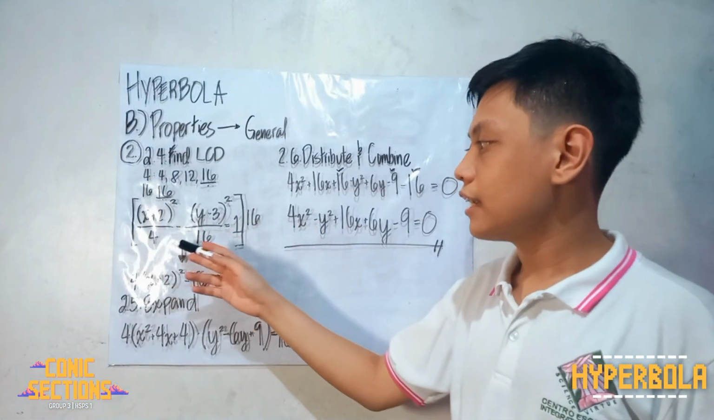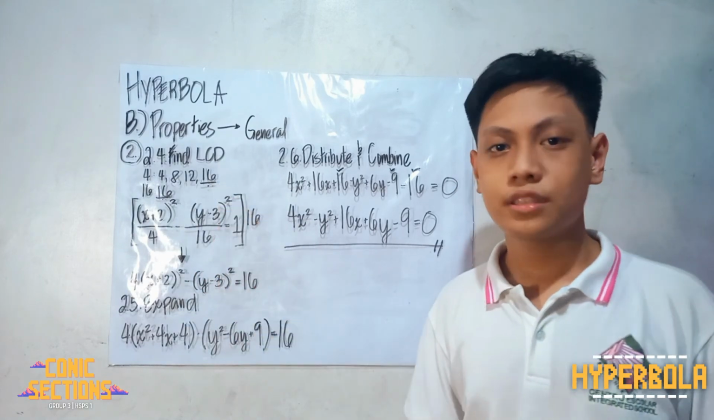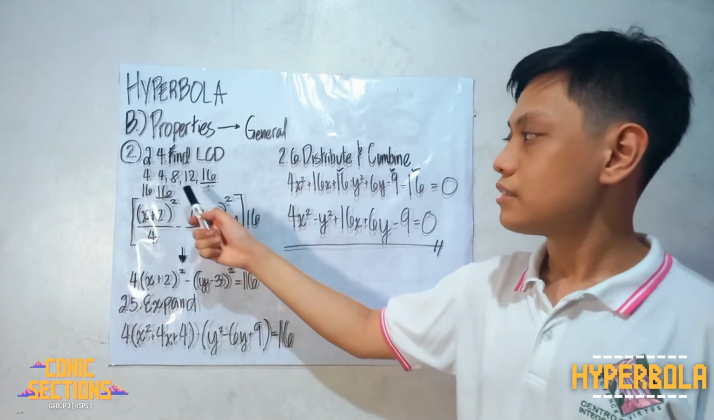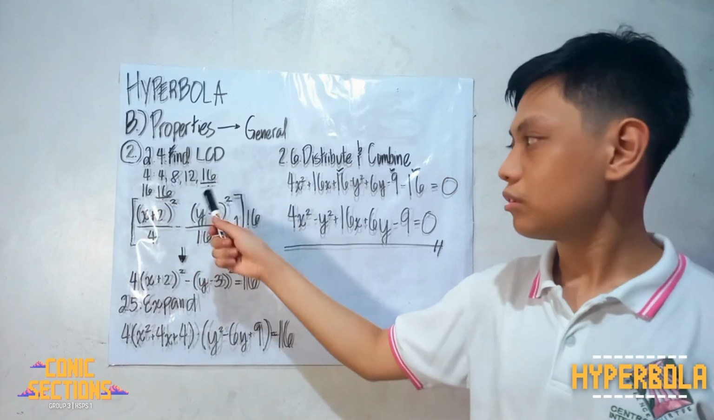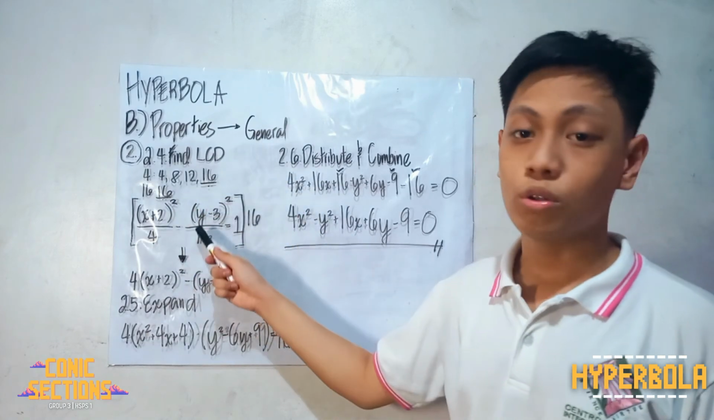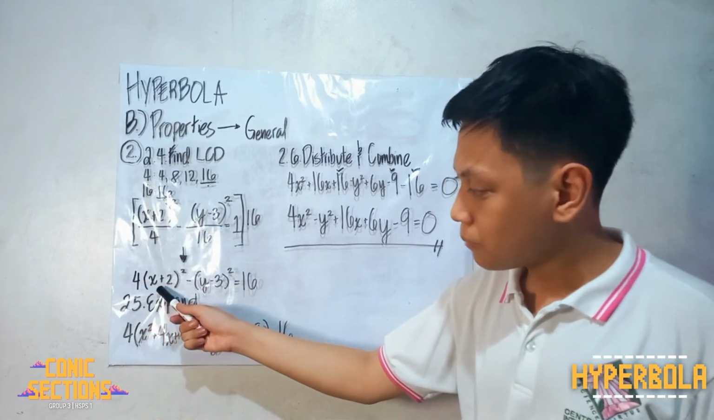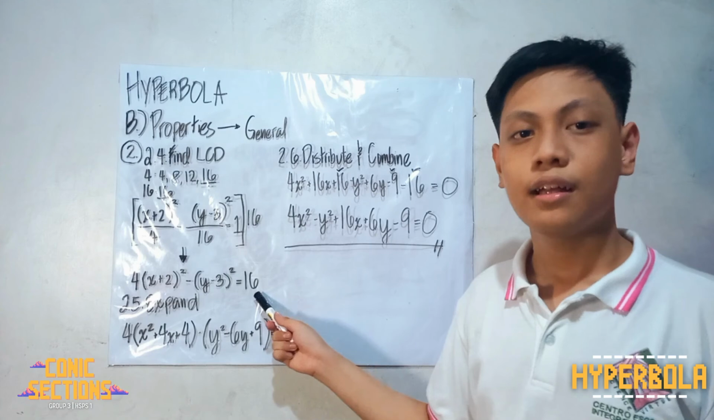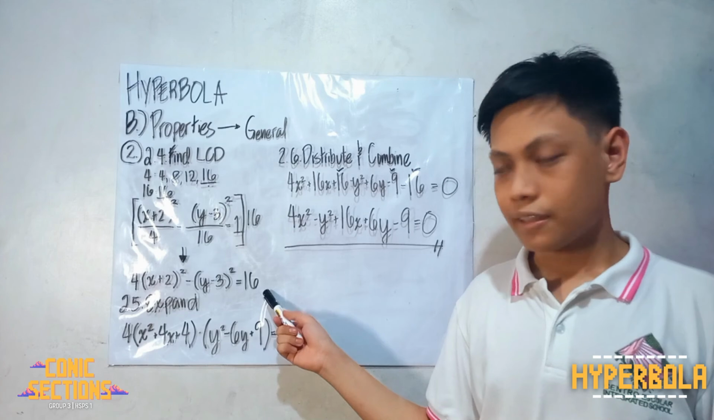Now that we have found the standard equation, we can now find the LCD again. So in the previous example, we simply multiplied the denominators to get the LCD. But for this example, since 4 and 16 have a least common multiple, which is 16, we're going to use 16 instead and multiply that to the whole equation. So after multiplying 16 to the whole equation, we will be left with this: 4 times the quantity of x plus 2 squared minus y minus 3 quantity squared equals 16.